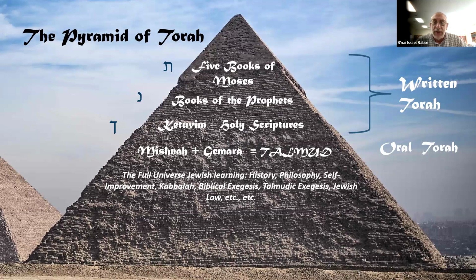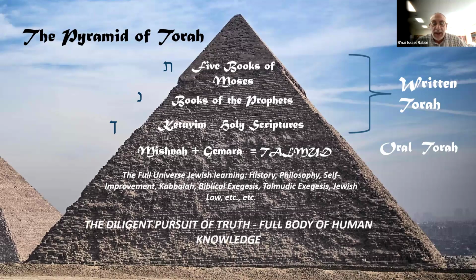be narrowly defined, way up at the top of the pyramid, or very broadly defined as we get to the base of the pyramid. Now, I'm going to say something which you may find rather shocking, but even farther down on the base of the pyramid is the diligent pursuit of truth, wherever we can find it. The full body of human knowledge is a form of Torah study.